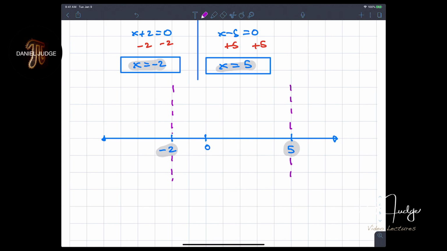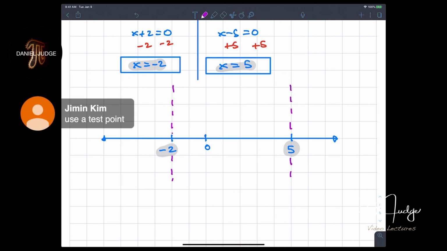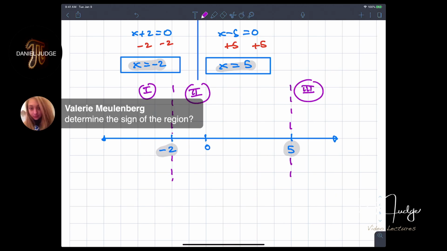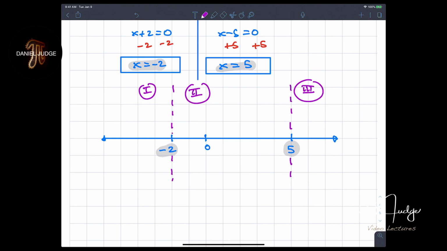Thank you, Jim. We use a test point. We got to test the signs of every region. So I have 3 regions: 1, 2, and 3. Thank you, you guys. Yes, we use a test point. Yes, thank you, Carmen. Yes, thank you, Valerie. We're going to determine the sign of every region. So we use a test point.